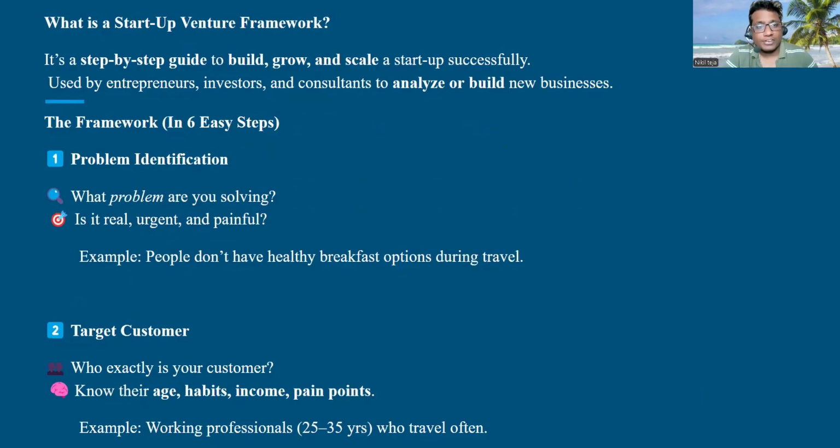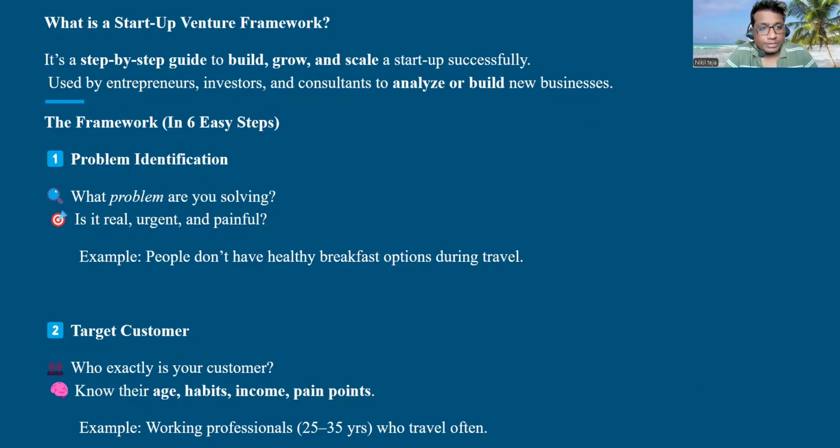So first is problem identification, guys. Let's see the first point in the problem identification step. What problem are you solving? Your problem statement should be very, very clear. Why? Because if you have the perfect problem statement, you will be building the perfect product. If there is no perfect problem statement, your product will also not be perfect. As simple as that. So basically, your problem statement should be very clear.